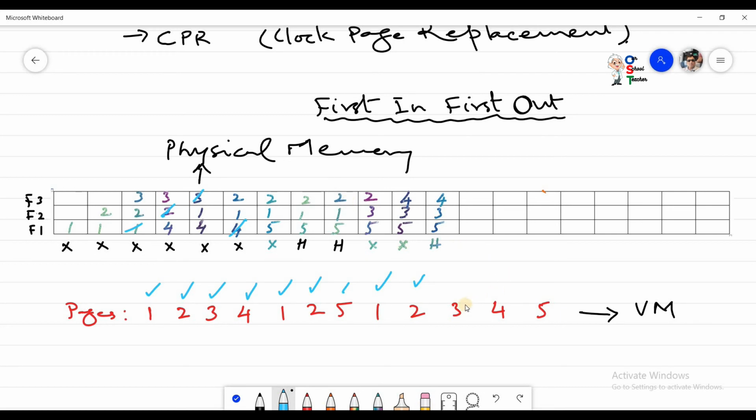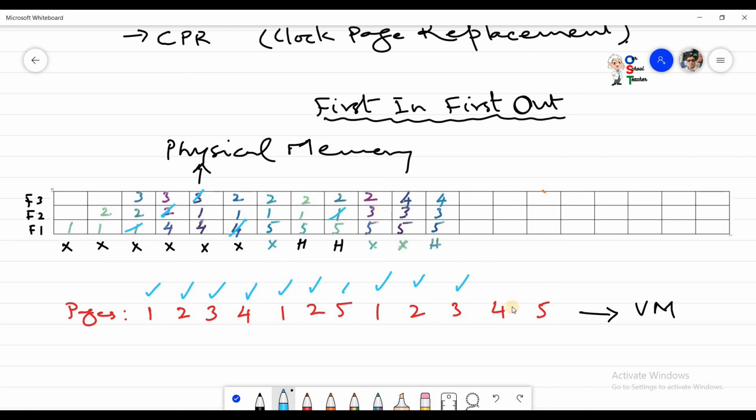After this, the CPU requires page number 3. Now you see that we removed page number 4 with page number 5. Now which one is the oldest one? Page number 1, which is in frame number 2. So this page number 1, which is in frame number 2 of the main memory, will be replaced with page number 3, which is recently required by the CPU. So we will remove this page number 1, and at this place page number 3 will be kept.